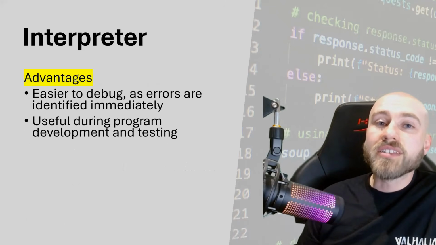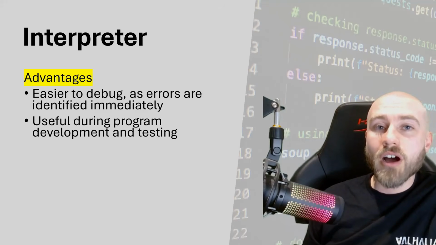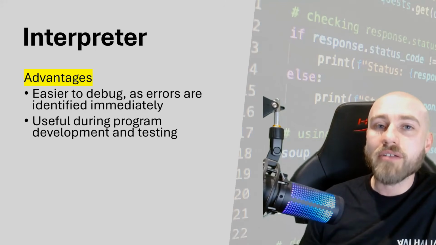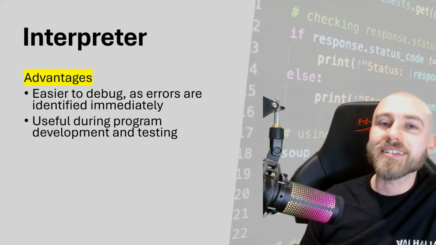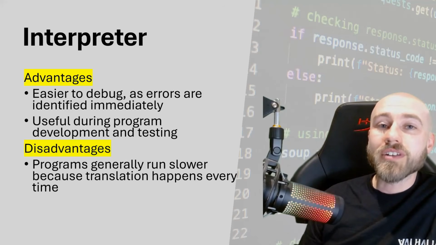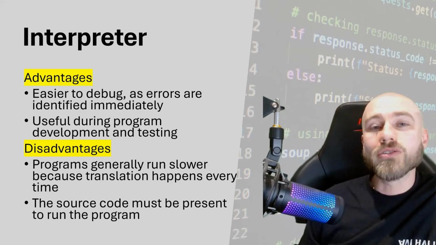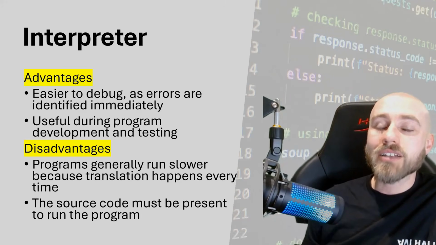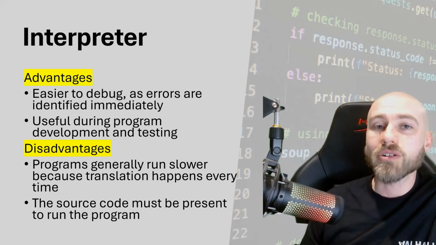An advantage of an interpreter includes being easier to debug because those errors are found immediately and it's going to stop and you'll know exactly where the error is. This makes it really useful during program development and testing. The disadvantages of an interpreter include programs generally running slower because the translation happens every time. And also, unlike the compiler, that source code has to be present. So if you were a big company and you wanted to sell your code, you're going to have to share the source code with it.